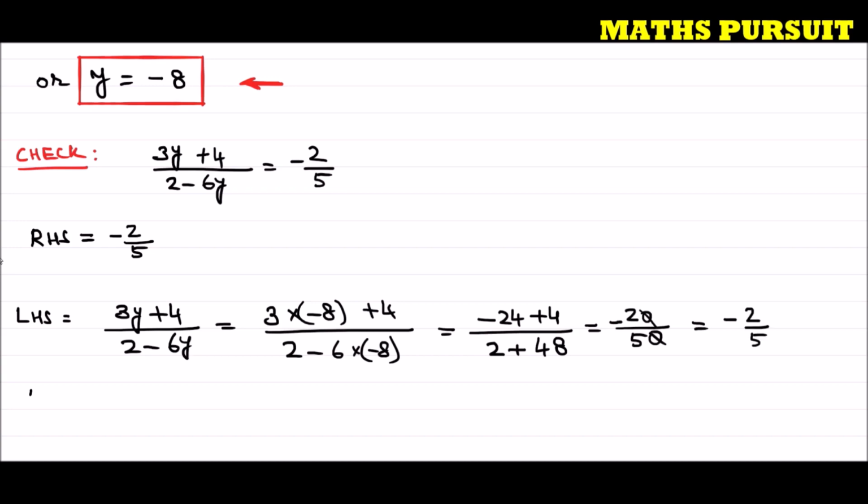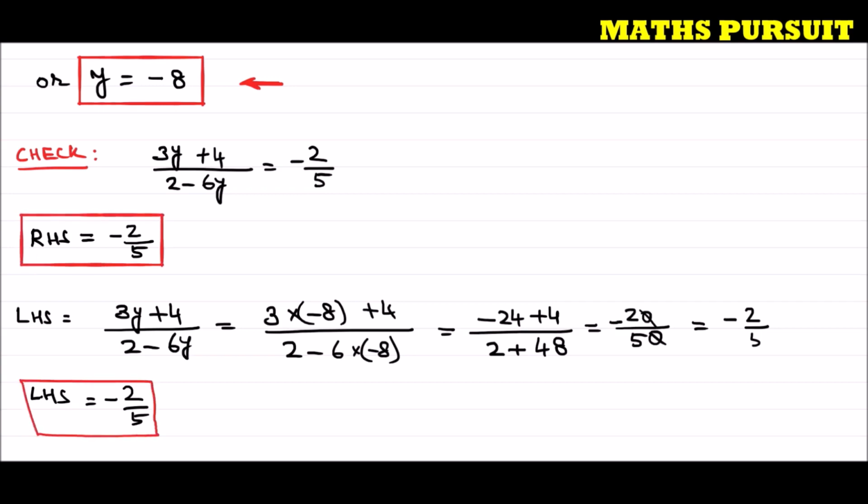So what did we get here? We got the left hand side equal to minus 2 upon 5. And guys, you can easily see that on the right side of the equation we also have minus 2 upon 5. Therefore we can easily say that the left hand side is equal to the right hand side. Hence this is verified.